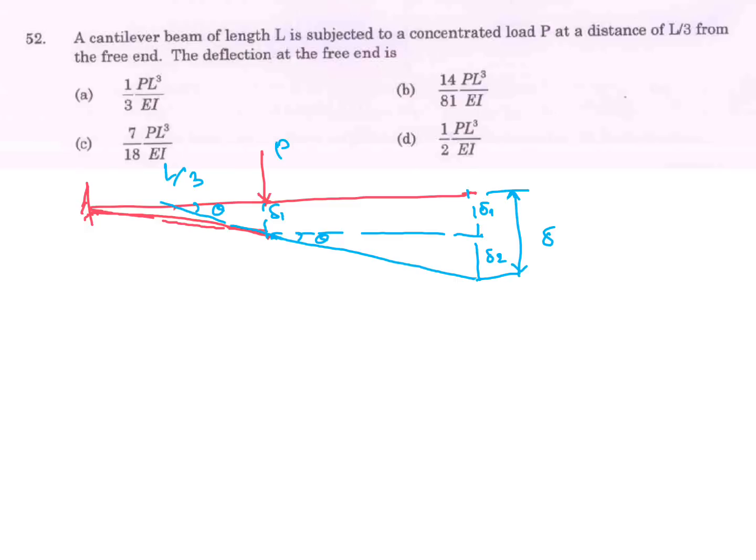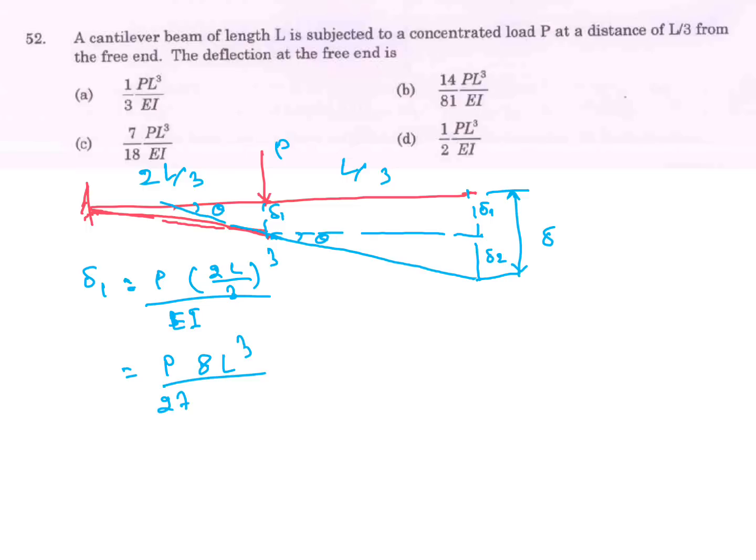So delta 1 we will get, L by 3 from this area. This is 2L by 3. Delta 1 is PL cube by 3EI. So already discussed this one. P into 2L by 3 cube by 3EI, 8PL cube by 27 into 3EI.